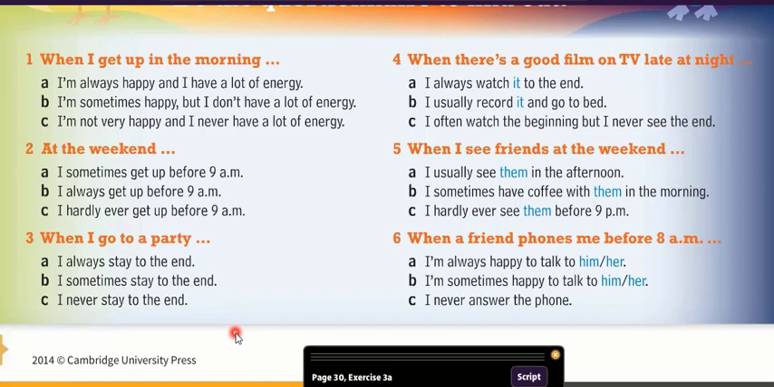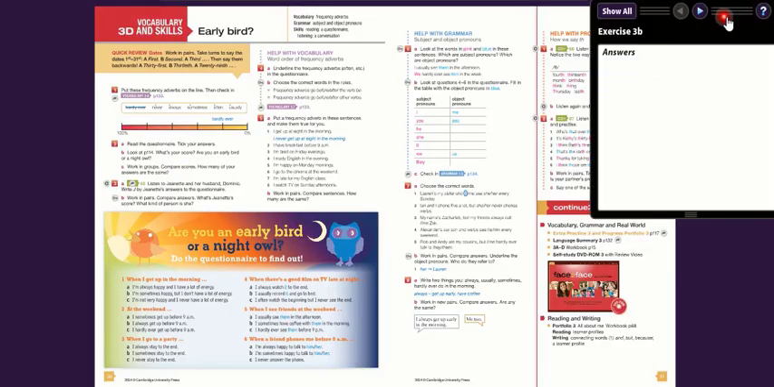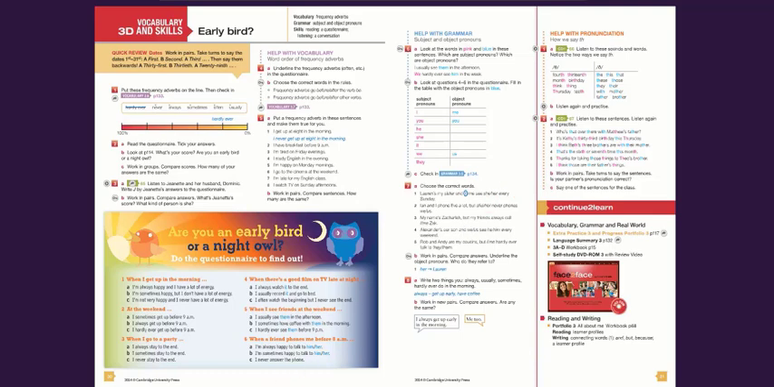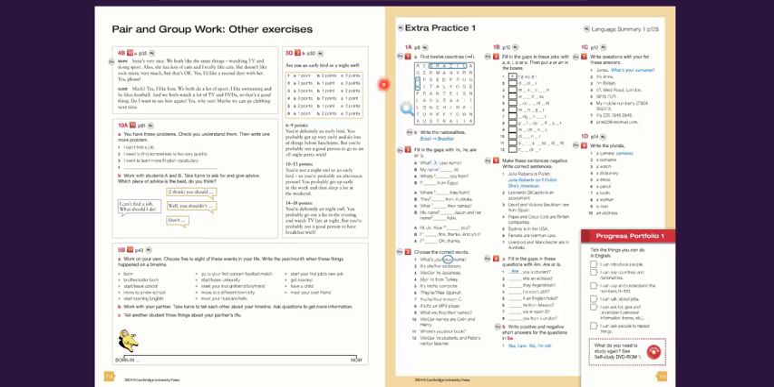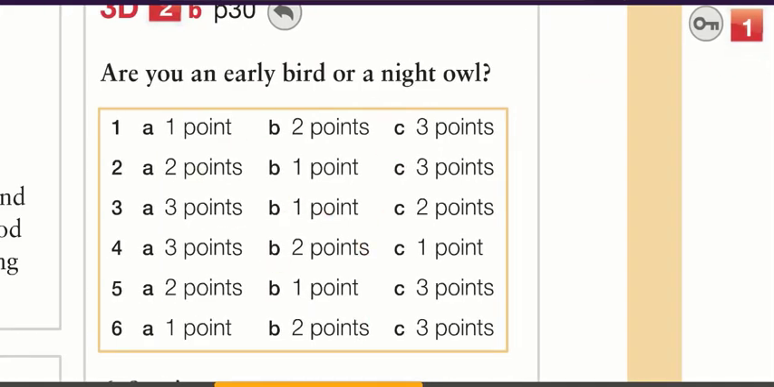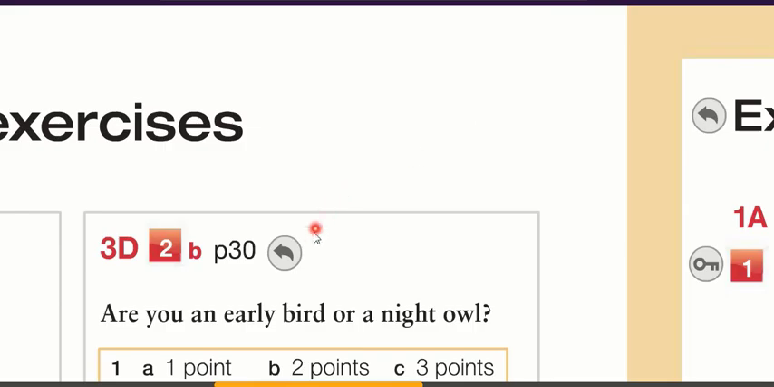Okay, guys, so you can listen again and do the exercise. So now let's check the answers. Okay, here's the answer. 1 is B, 2 C, 3 C, 4 C, 5 A, 6 A. And you can go now to page 114 again. Okay, here. And find her score. After that, you can read about her. Let's go back.